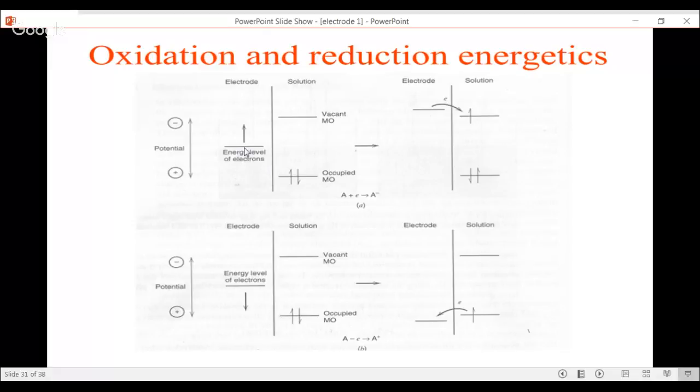That means up to this line, the electrons are filled up. Okay, energy level of electrons here and here. So therefore the electrons are filled up here. Therefore, electron is transferred to the electrolyte, or from the electrolyte, electron is transferred to the electrode. So therefore this is the reduction reaction, this is an oxidation reaction.